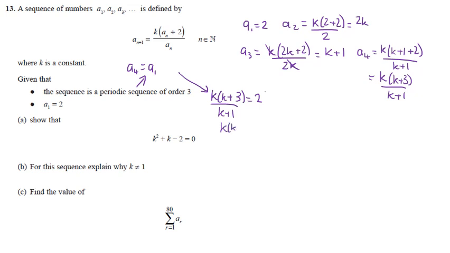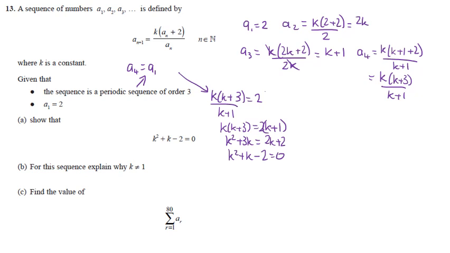So k plus 3 is equal to 2k plus 2. So k squared plus 3k equals 2k plus 2. And if we just move everything to the left hand side, we get k squared plus k minus 2 equals 0.